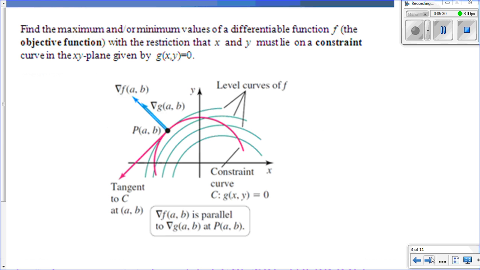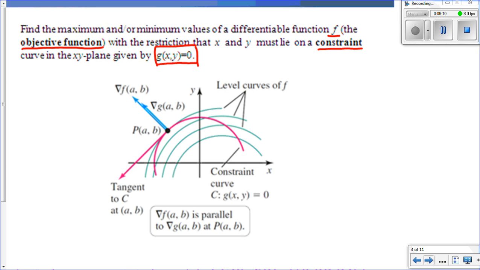So now we want to find the maximum or minimum values of a differentiable function f, which is called the objective function. So that function that we're trying to find the maximum and minimum of is the objective function. And we have a restriction on the x and y. They must lie on the constraint curve. So the constraint is that curve that is the border of the set of points in the xy plane. So the constraint will be given as a function of x and y equal to 0. So that's what you're going to be looking for the constraint. The function f is the one you're maximizing.